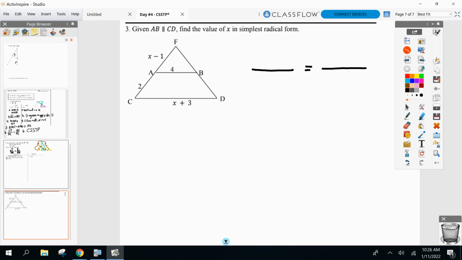Go ahead and get a proportion. Right, yeah, it's that, but would it be like 2x minus 2 or 2x minus 2? I think it's 2x minus. Yeah. You're adding.